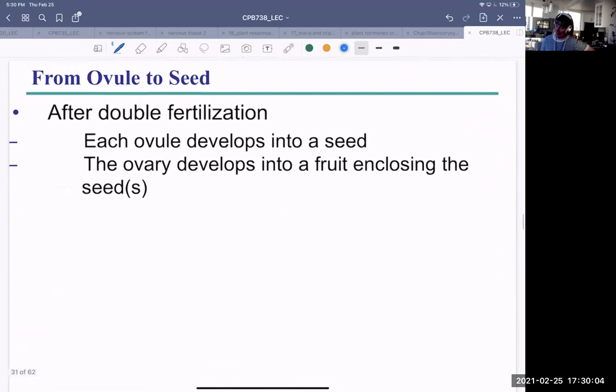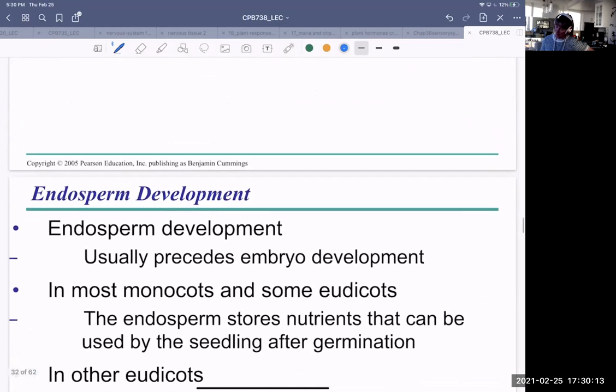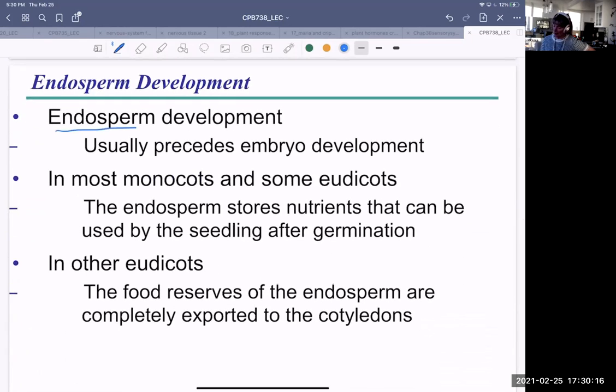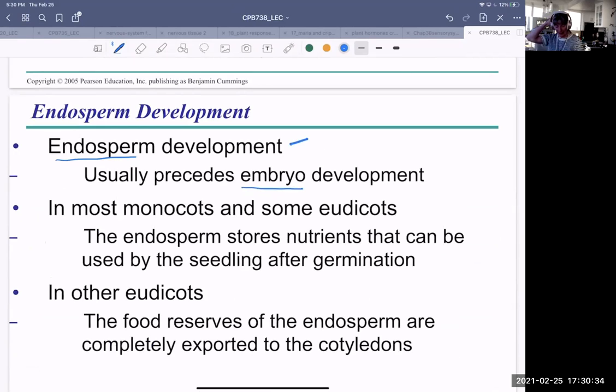So from ovule to seed. After double fertilization, the ovule develops into seed, the ovary into a fruit. I have a feeling we've said that before. The development of the endosperm precedes embryo development. So the egg has been fertilized, but the endosperm starts to develop first. And the endosperm is a stockpile of proteins, oils, and starch.